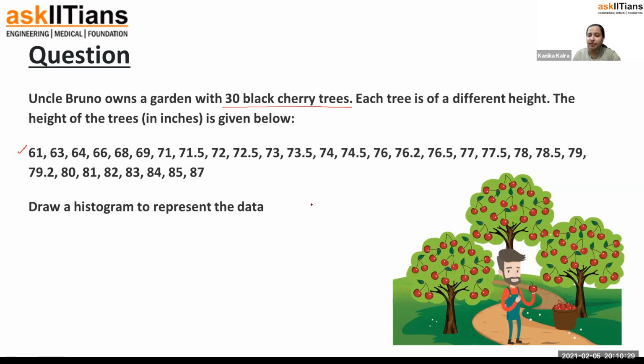So obviously it's practically not possible to represent the complete data in the form of a bar graph, right? So what we do, we convert this data in the form of class intervals. Now let's see the minimum value.